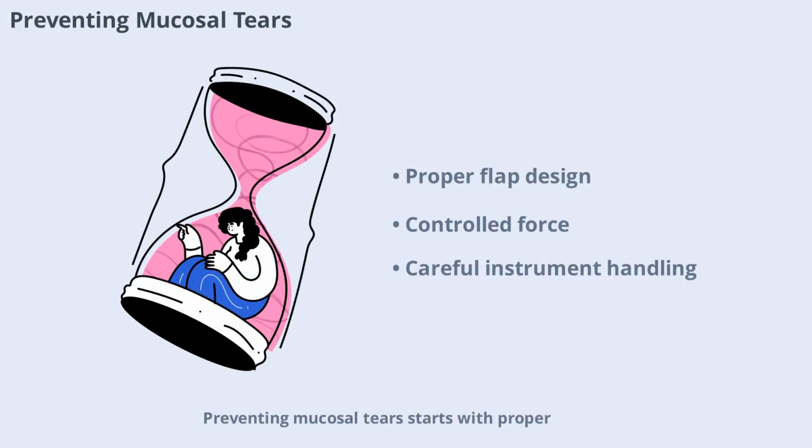Preventing mucosal tears starts with proper flap design and controlled force during surgery. Surgeons must carefully handle instruments, especially retractors and elevators, to avoid excessive pressure on delicate tissues. Training and experience play a significant role in minimizing these injuries. When tears occur, small ones usually heal without intervention, while larger tears require direct closure. By following these preventive measures, oral surgeons can significantly reduce the incidence of mucosal tears and improve patient outcomes.